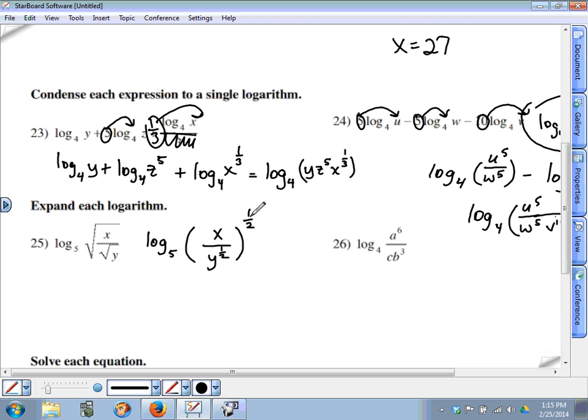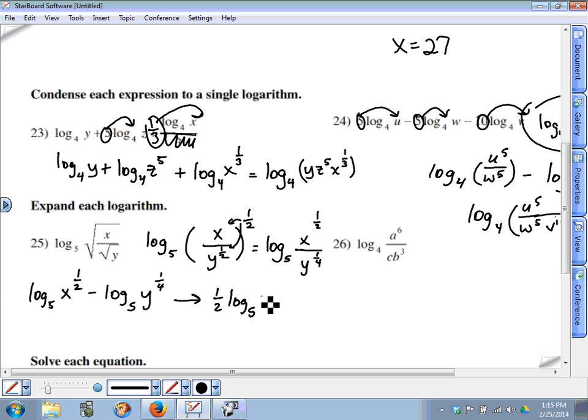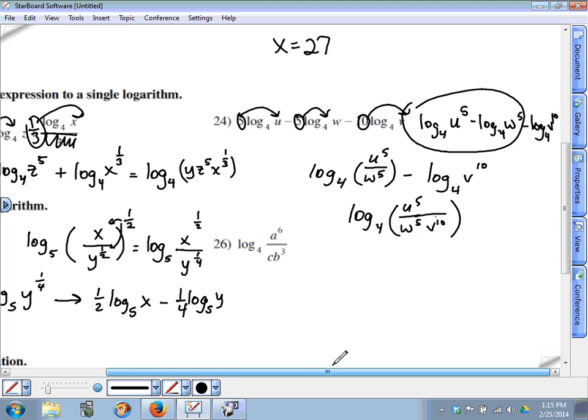Now, if you distribute this exponent to the numerator and to the denominator, this becomes the log base 5 of x to the 1/2 over y to the 1/4. And you have a power that's being raised to another power, you multiply. Now, since we're taking the logarithm of a quotient, we can expand that using subtractions. This is log base 5 of x to the 1/2 minus log base 5 of y to the 1/4. And you move the exponents down to the front and you get 1/2 log base 5 of x minus 1/4 log base 5 of y.